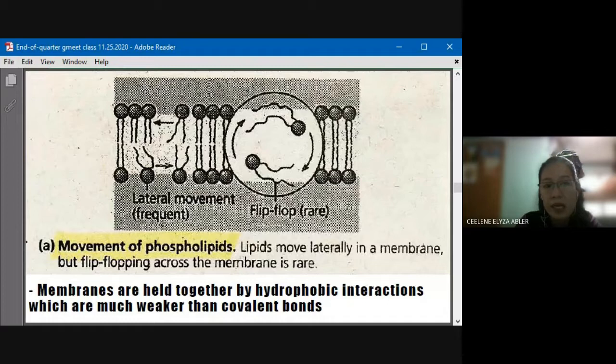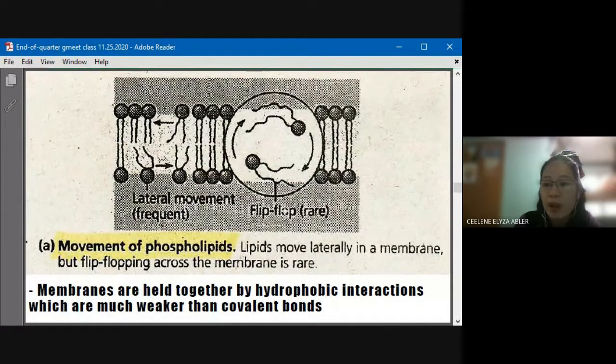Kapag nag-move around siya, class, pwede din na may papasok na substances. Usually, it's a non-polar substance ang pwedeng papasok during that period. So, pwedeng maka-diffuse ang substance. Halimbawa, if it's a non-polar molecule, by diffusion siya, pero it acts as a semi-permeable membrane at this point, so the process is called osmosis at this portion. So, it's lateral movement, which is the most common na type.